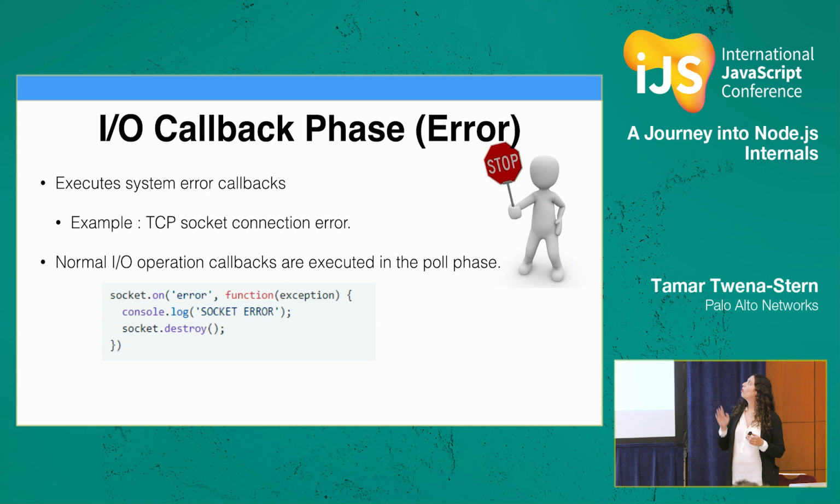Now we're going to the I/O callback phase, and actually it's not I/O callback, it's error. Somebody has to talk to the Node.js core team and tell them this name is kind of confusing, because what's being executed in this second phase of the event loop are, for example, as I put in the code snippet here, error callbacks related to error events on a socket object. These are system error callbacks. This is not regular I/O.